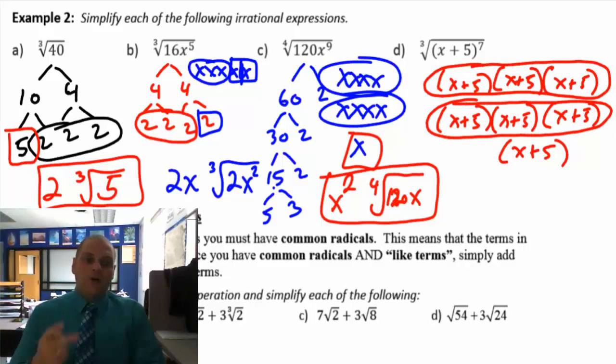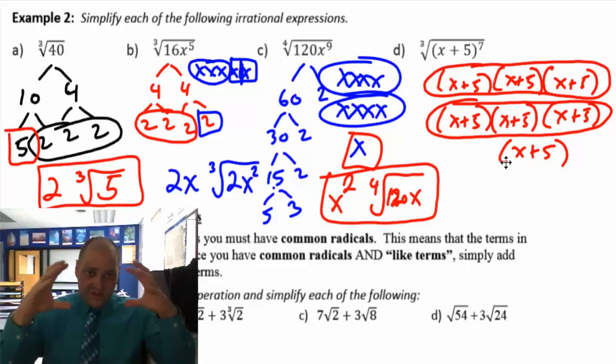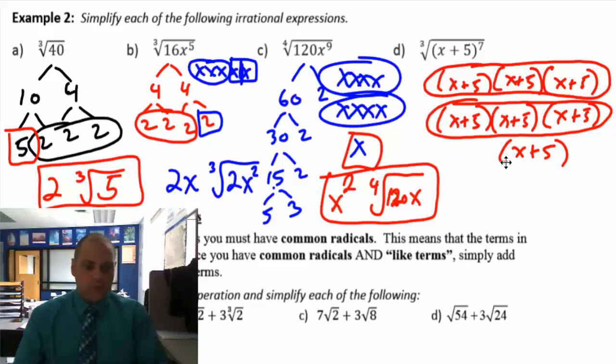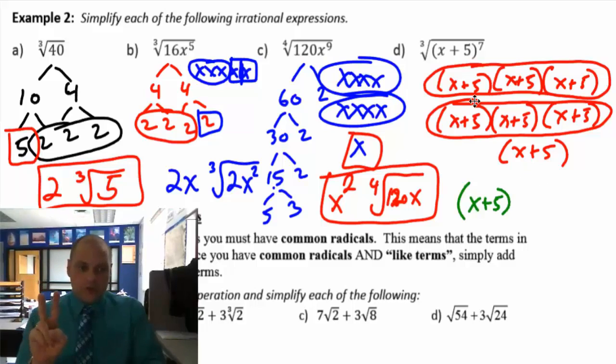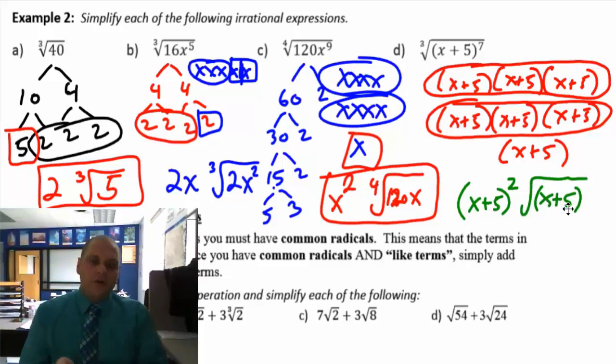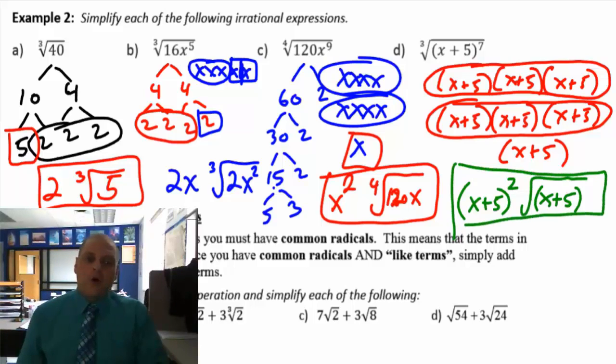So I could take out 2 groups of x plus 5. So I'm going to write that as x plus 5, and I'm taking out 2. I need 3 to make 1 of them. All right, so that's 2. And then in the radical remains a leftover x plus 5. You could put that in parentheses, but you wouldn't have to. You could just leave it as x plus 5. So that's kind of a weird one, but you can think of binomial factors.